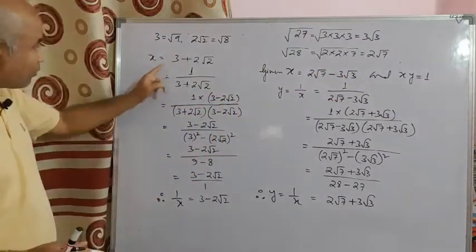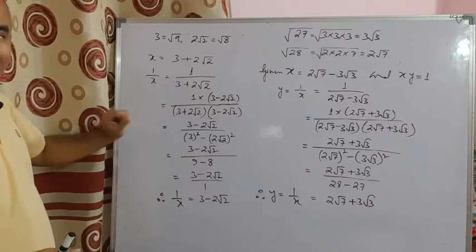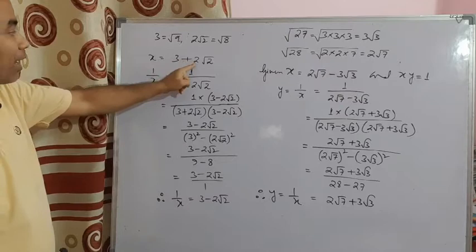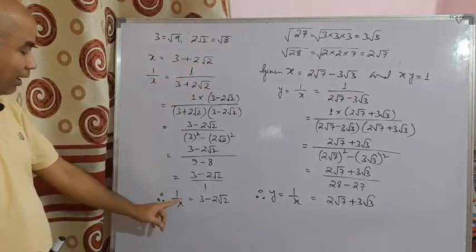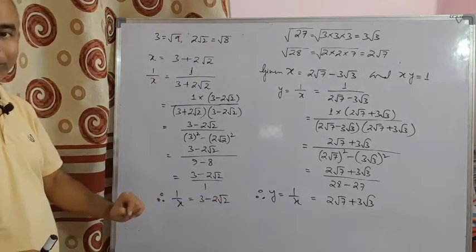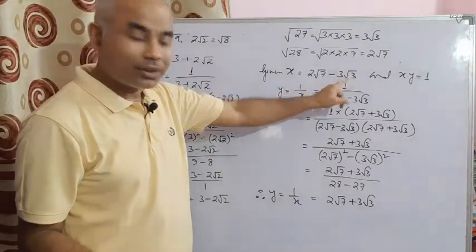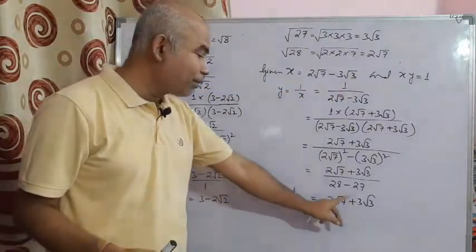So when you calculate its reciprocal, what answer have you got? If you observe, if our x is 3 plus 2 root 2, then 1 by x is 3 minus 2 root 2. Here, if x is 2 root 7 minus 3 root 3, then 1 by x is 2 root 7 plus 3 root 3.